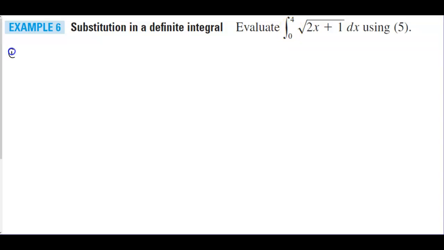So we know that we have an integral that's going from 0 to 4, the square root of 2x plus 1 dx.